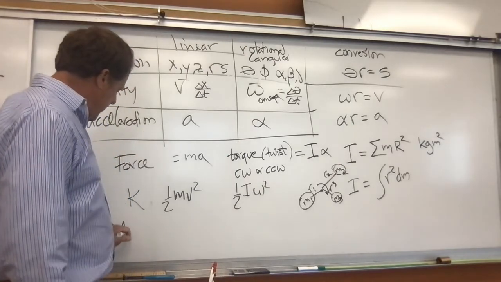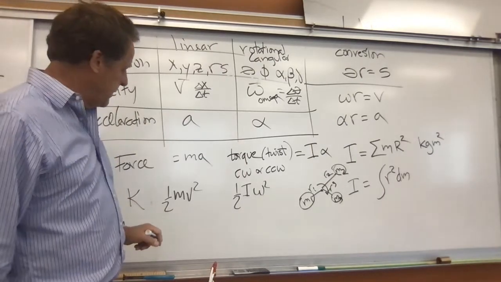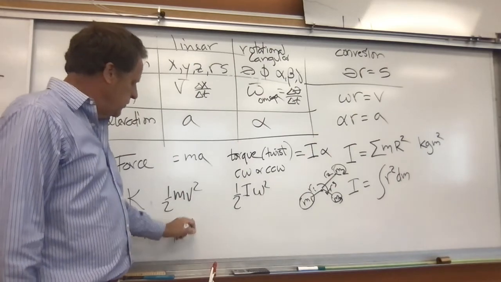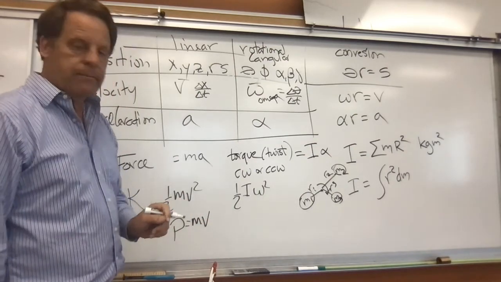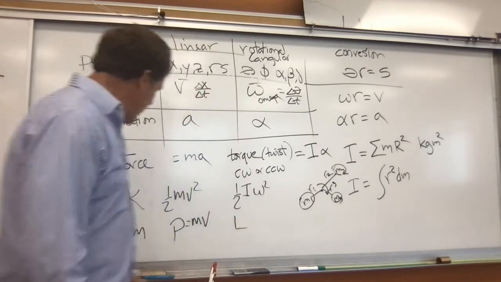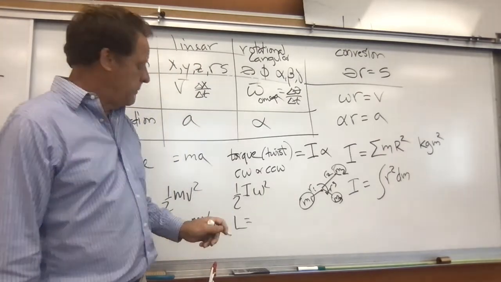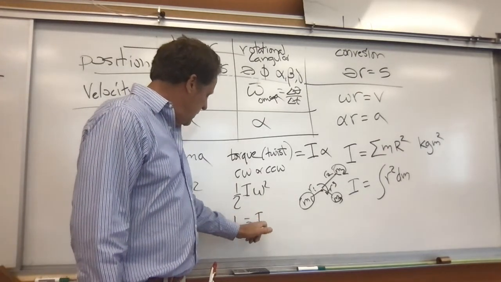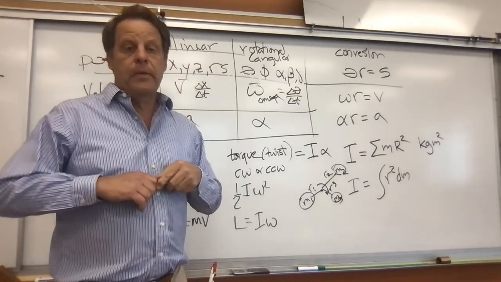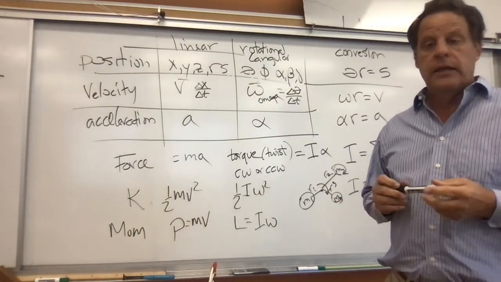If we're talking about momentum, which we'll get into, and that's really chapter 11, we would call that P, which is equal to mass times velocity. Well, in a rotational sense, we're going to have angular momentum, for which we're going to use the symbol capital L, and that would be equal to I omega.